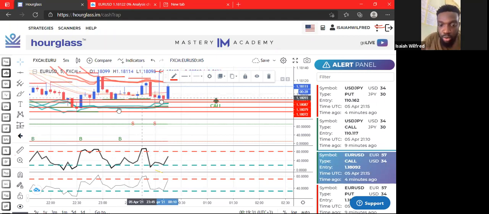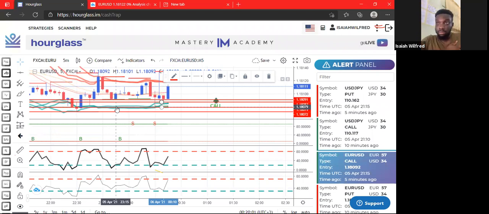How many points must you check to be sure a trade will be accurate using Cashtrap? Like I said, 3 points, good trade, 4 points, great trade, and 5 and above, you have 6 points, you have 7 points, amazing trade. So it depends on you. If you're the type of person that likes taking 4 and above, wait for your 4 confirmations.